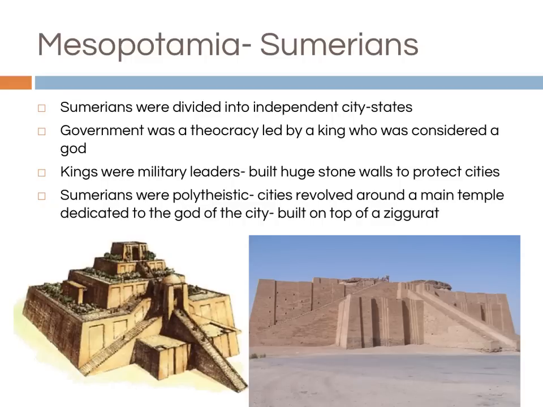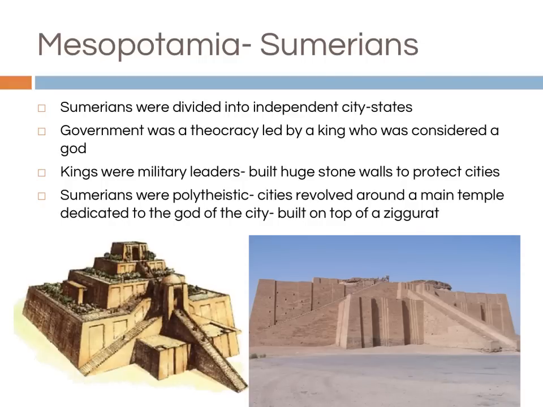The government of the Sumerians was a theocracy, which means government by religion, and they were led by a king who was considered a god on earth. The kings were also military leaders, and they built huge stone walls around their cities for protection. The Sumerians were also polytheistic, so they believed in many gods. Each city had a stepped temple on top of a ziggurat, which is what you see here. A ziggurat is like a stepped building with a temple on top. On the left is an illustration of one, and on the right are the ruins of one today.